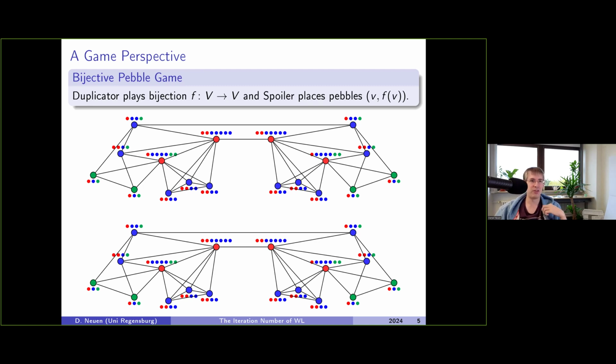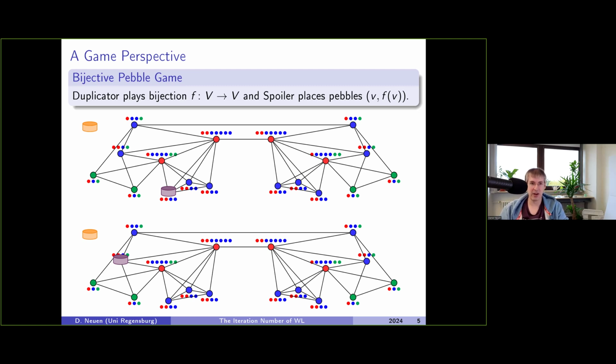And well, the role of duplicator is to play a bijection between the vertex sets of these 2 graphs. Okay, so let's suppose we are in this situation. We have 2 pebbles. One pebble, the orange pebble pair, is currently placed next to the graph, and we have the violet pebble pair. One violet pebble in the top graph is placed on a vertex, and we have another violet pebble placed on a vertex in the bottom graph.